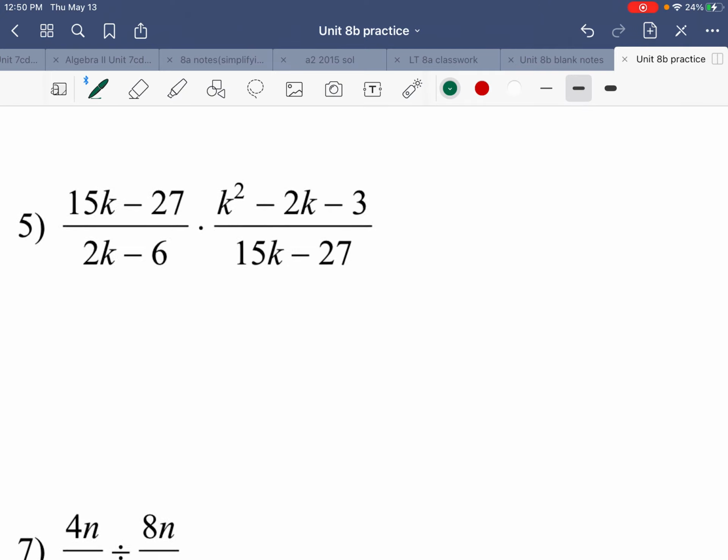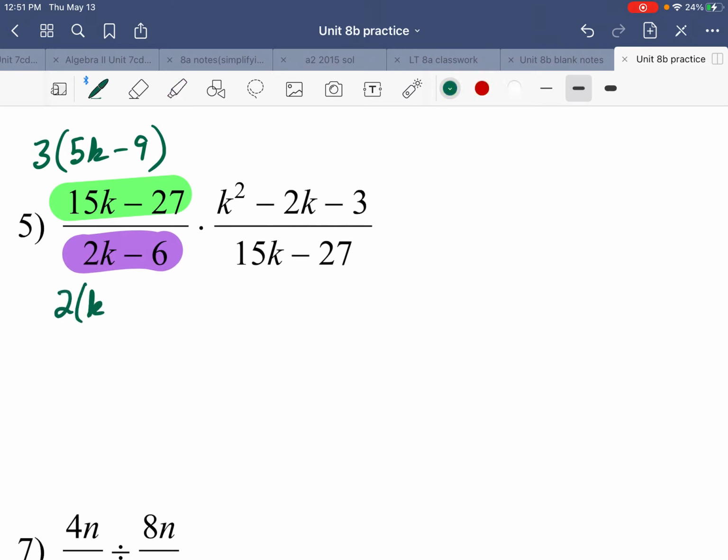5. Factor the numerator and denominator of each. We have biggest common factor of the first numerator is 3. Divide the first term by 3, you get 5k. Divide the second term by 3, you get 9. The denominator, greatest common factor is 2. Divide the first term by 2, you get k. Divide the second term by 2, you get 3.